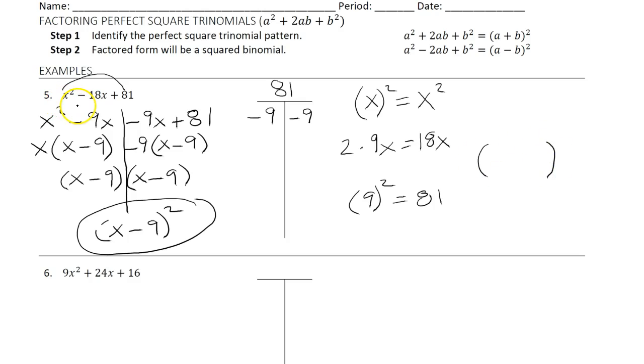The shortcut then is to do this. Take the square root of the first term, take the square root of the last term, look at the sign between the first and the second terms. It's a minus, so put a minus. And my answer is x minus 9 squared. This only works if it fits the pattern. Look for the perfect square at the beginning, the perfect square at the end, then see if the middle is double the product of the square roots of the other two terms.